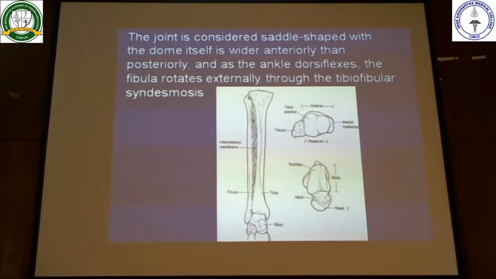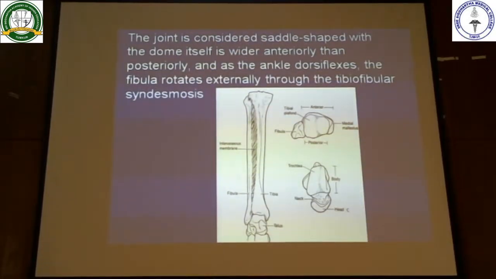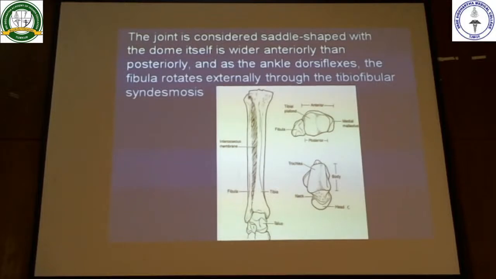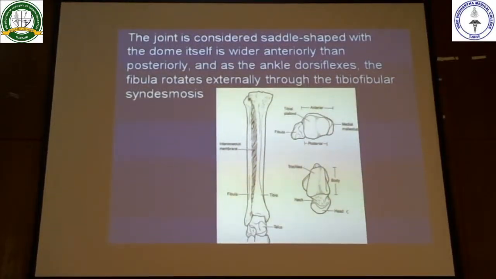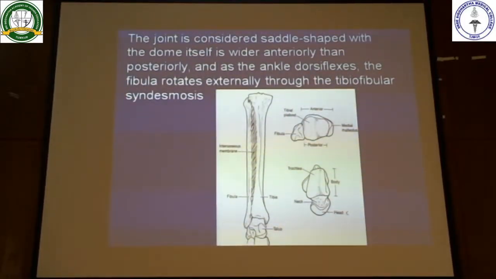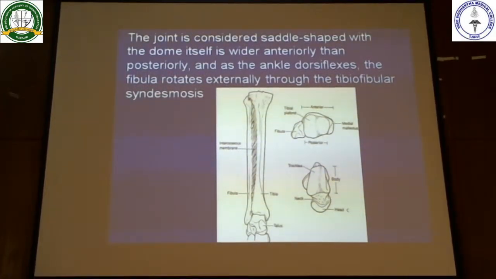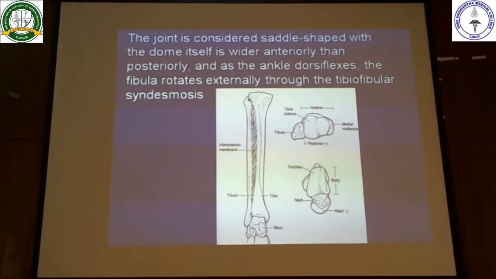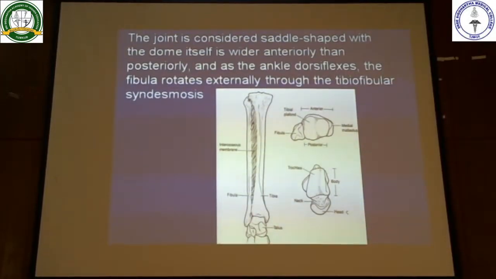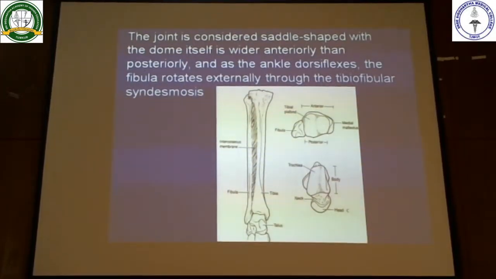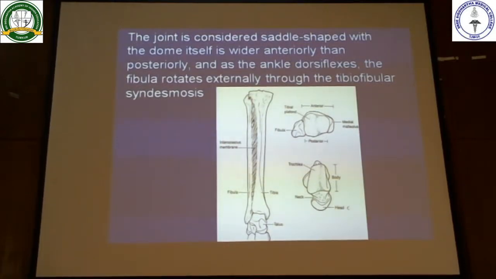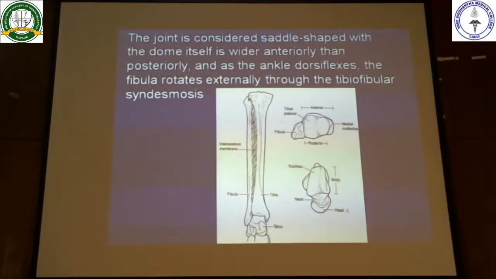The dome itself is widened anteriorly and posteriorly, and as the ankle dorsiflexes, the fibula rotates externally through the tibiofibular syndesmosis. That is just briefly about the movement around the ankle joint. So basically, dorsiflexion and plantar flexion are important movements around the ankle joint. So as the ankle dorsiflexes, the fibula rotates externally through the tibiofibular syndesmosis.